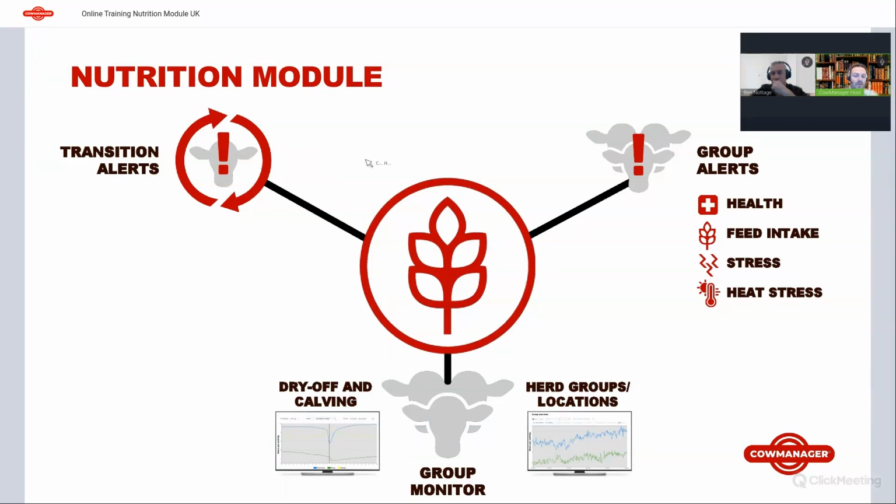But first, to start with, of course, next to our nutrition module, we've got our fertility module and we've got a health module. Those both are quite straightforward. So those of you working already with the nutrition module would probably recognize that the nutrition module is a bit more complicated and goes a bit more in depth into what's happening on your farm. The fertility module and the health module tell you what's happening right now, and the nutrition module tells you why it's happening.